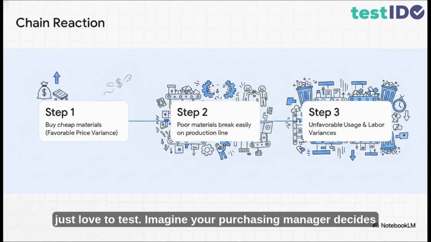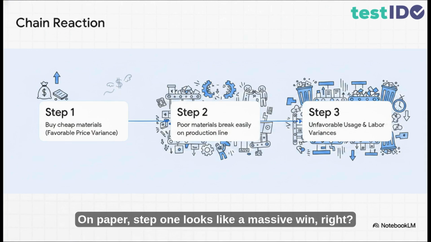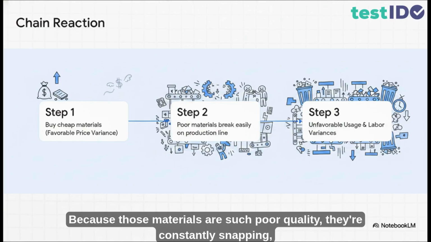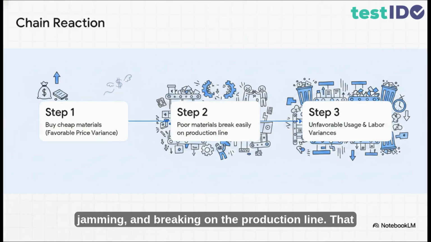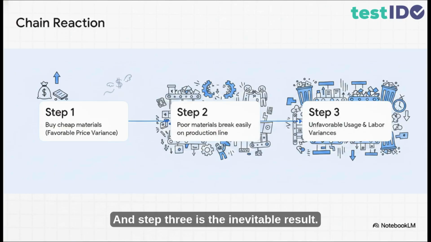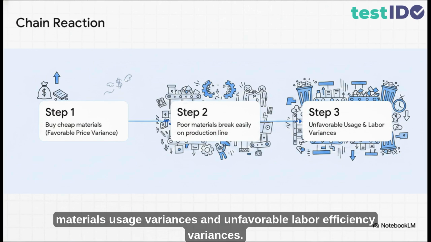Imagine your purchasing manager decides to save the company some cash by buying cheap, low-grade raw materials. On paper, step 1 looks like a massive win, right? They've generated a favorable direct materials price variance. They might even be expecting a bonus. But then look at step 2. Because those materials are such poor quality, they're constantly snapping, jamming, and breaking on the production line. That perceived win in purchasing just created total chaos on the factory floor. And step 3 is the inevitable result: sky-high waste and massive machine downtime. Suddenly you're hit with severe unfavorable materials usage variances and unfavorable labor efficiency variances.